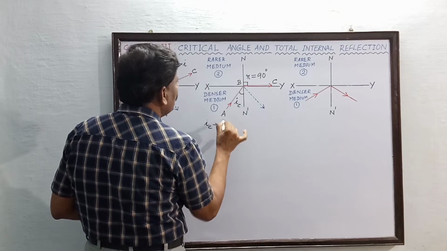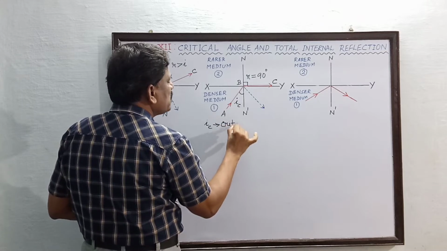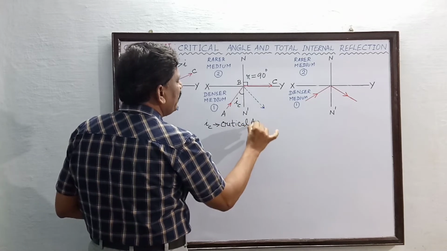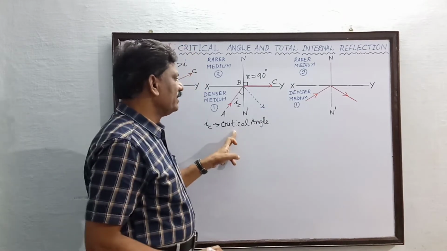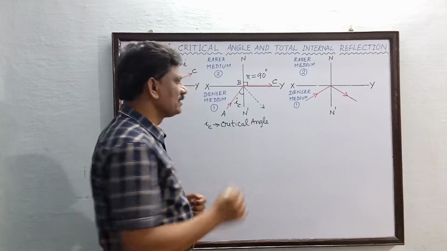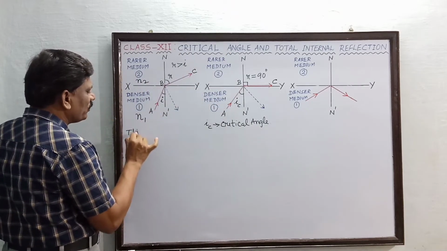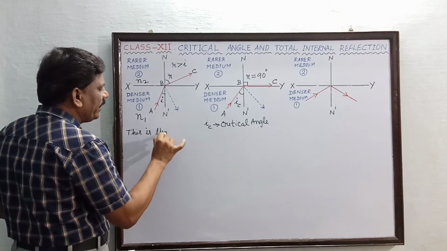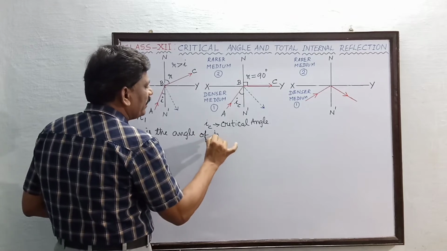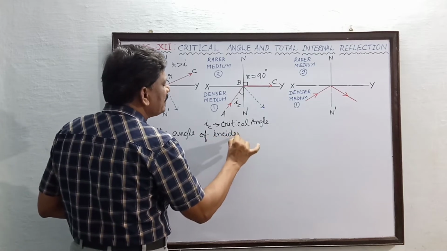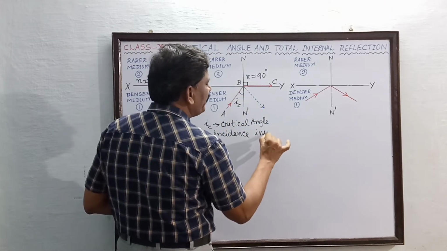So this is the title. We have written critical angle. So how to define this critical angle? Critical angle is defined as the angle of incidence. First of all, inside which medium? Inside the denser medium. It is the angle of incidence inside the denser medium.